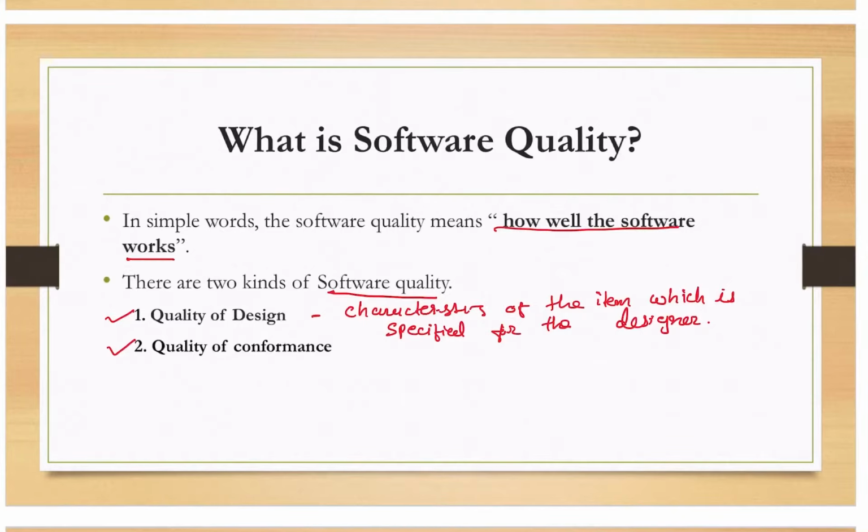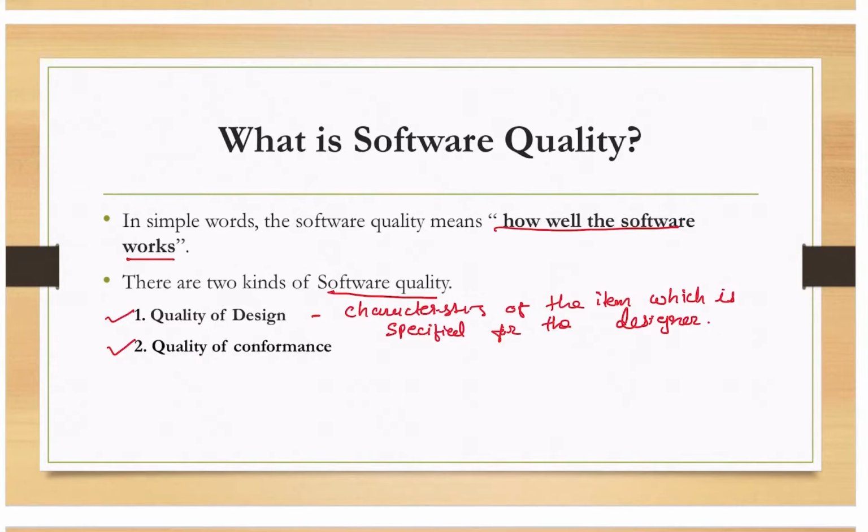Now, what is quality of conformance? It is the degree to which the design specifications are followed during manufacturing. If the degree of conformance is higher, it indicates higher quality, right? Thus, in the software development process, quality of design is concerned with requirements, specification and design of the system, and quality of conformance is concerned with the implementation, right?